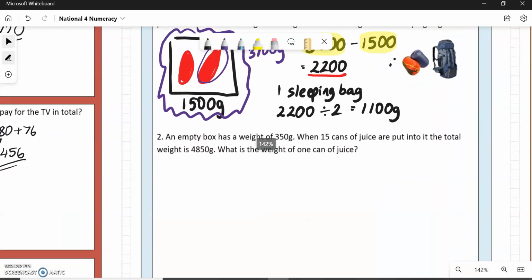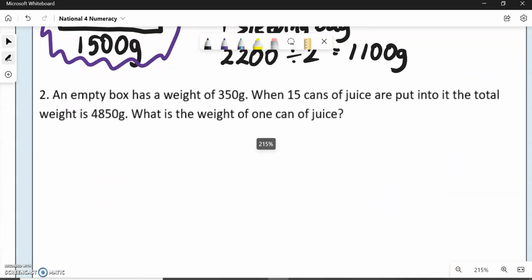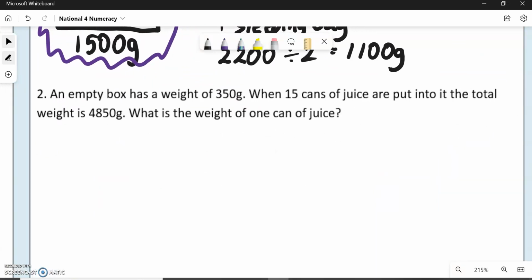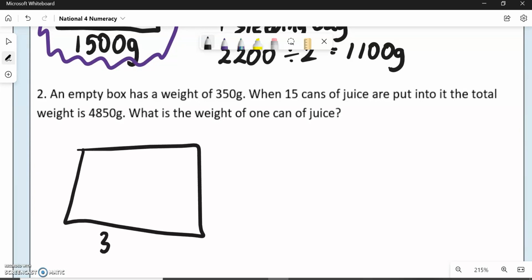Okay, the same sort of thing is included in number 2 and in number 3. An empty box has a weight of 350 grams. So I'm just going to draw a box. And that box weighs 350 grams. We add in 15 cans of juice, and then it weighs a lot more. So I'm going to draw a can of juice. I'm not going to draw 15 of them though. I'm just going to say 15 cans of juice. So that represents 15 cans of juice.